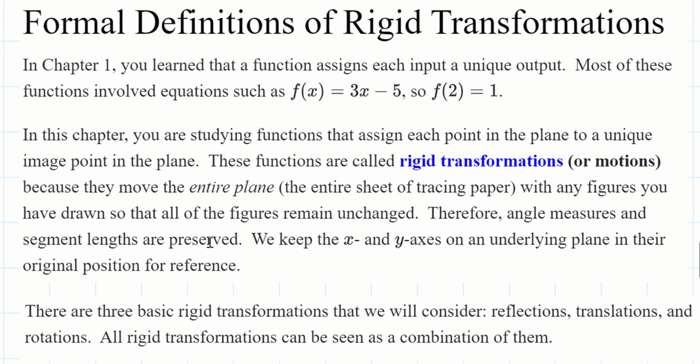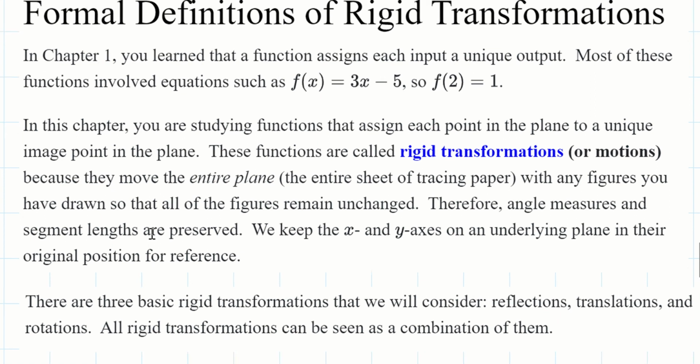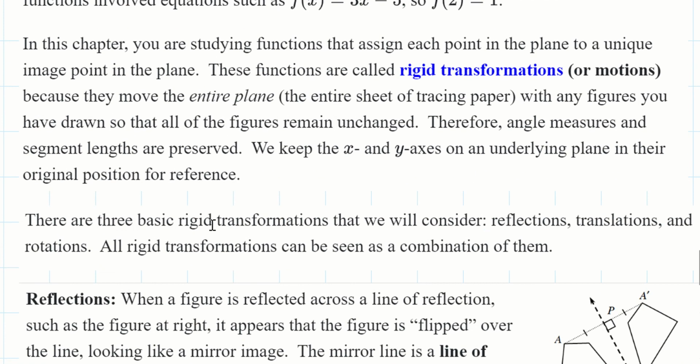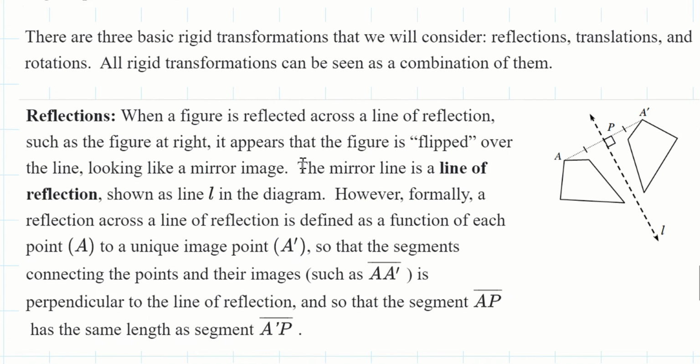They're preserving transformations. We keep the x and y axis on the underlying plane in their original position for reference. There are 3 basic rigid transformations that we will consider: reflections, translations, and rotations. All rigid transformations can be seen as a combination of them.